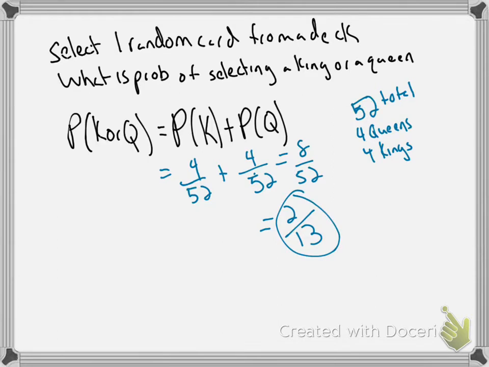So these are mutually exclusive events. Things that do not happen at the same time. You can't draw one card and it be a king and a queen. It's either a king or it's a queen.